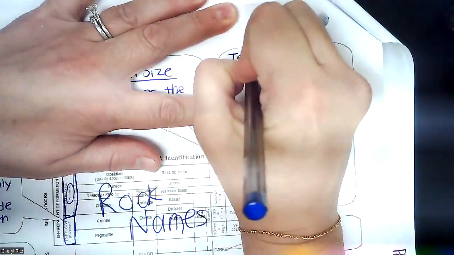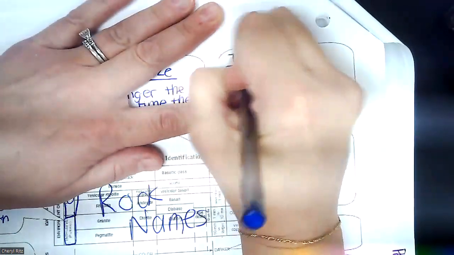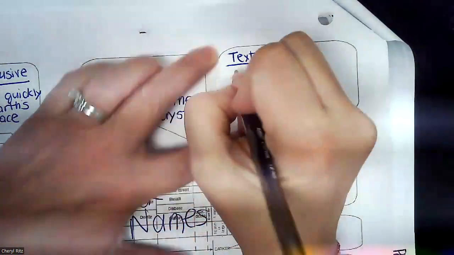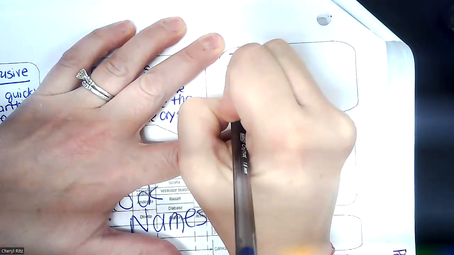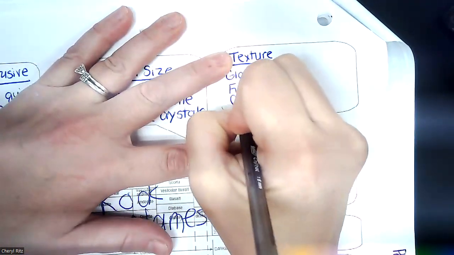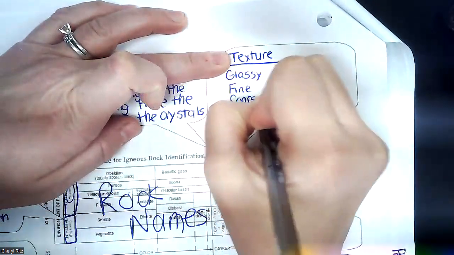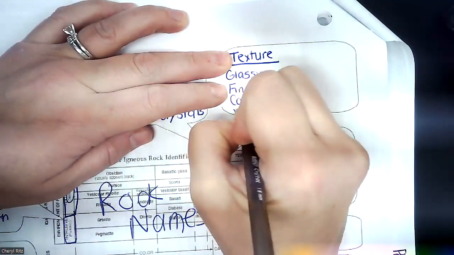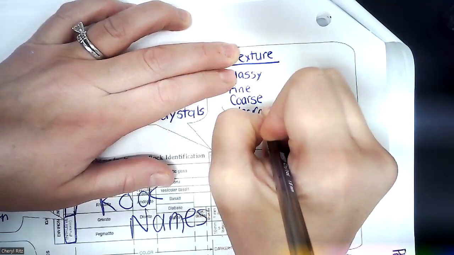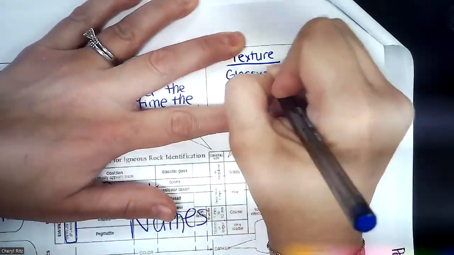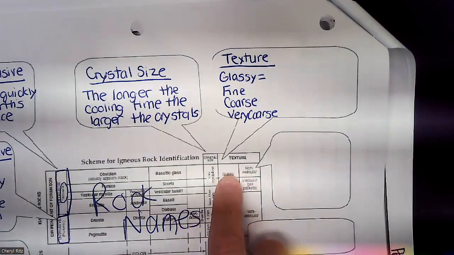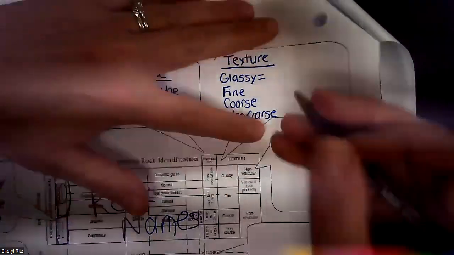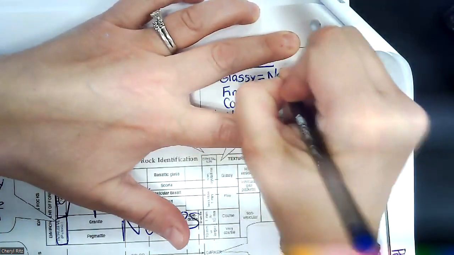So in the texture box, we're going to just list the 4 choices. So glassy, fine, coarse, and very coarse. And then just list what they mean. And again, do you have to memorize this? You don't, because it's right there. Glassy is non-crystalline, so no crystals.